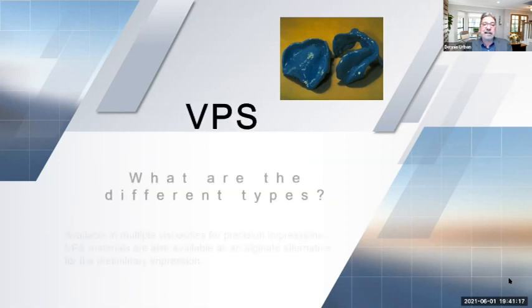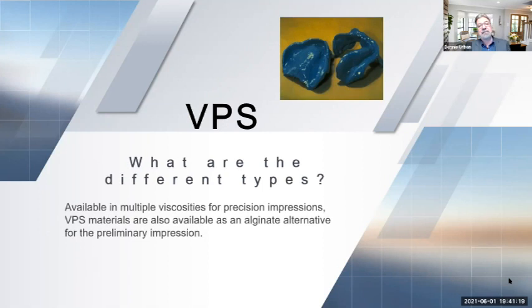So what are the different kinds and different types? Well, they're available in multiple viscosities for precision impressions. So we want to make sure we utilize the correct viscosities for the correct restoration. And we're going to talk about that, and about some of the challenges that many clinicians have when taking impressions. VPS impression materials are also available as an alginate alternative for the preliminary impression. But just be careful. I've seen a lot of these alginate alternative impression materials come into the laboratory where there's a lot of pulls and voids and they're just not accurate. So make sure you utilize a good quality material.